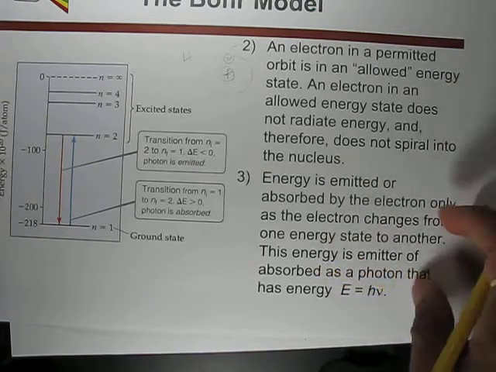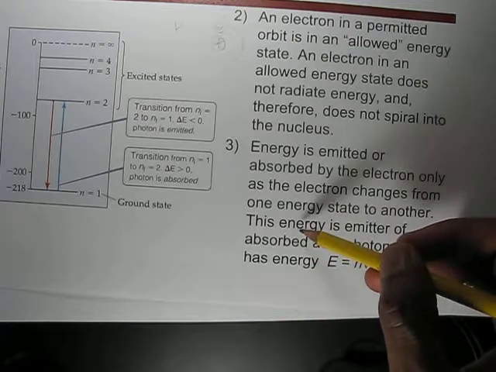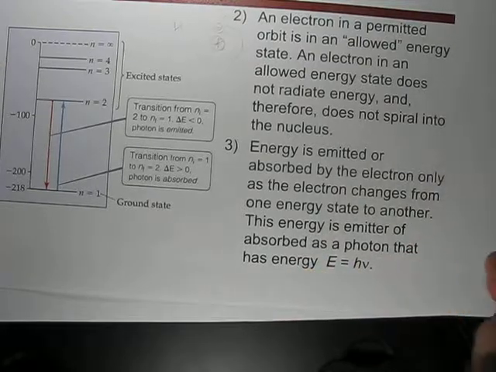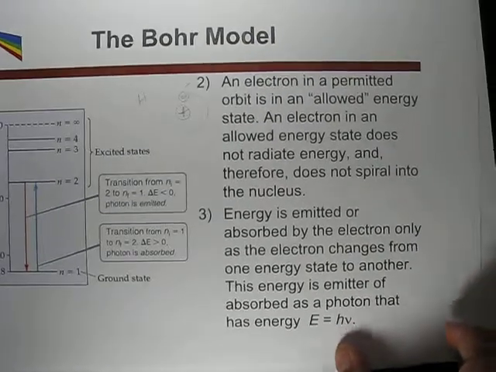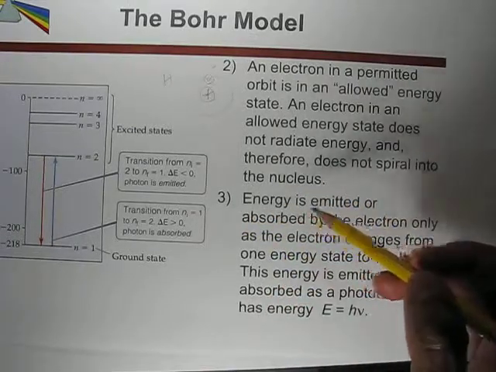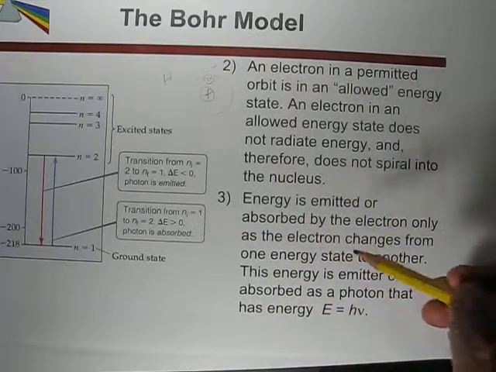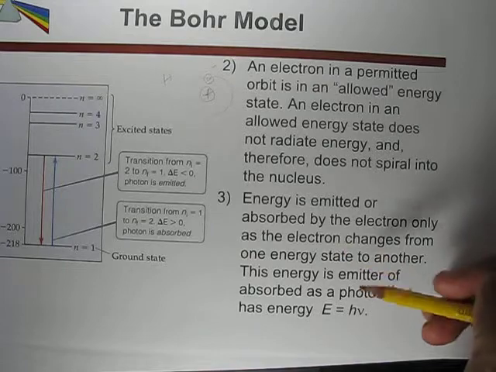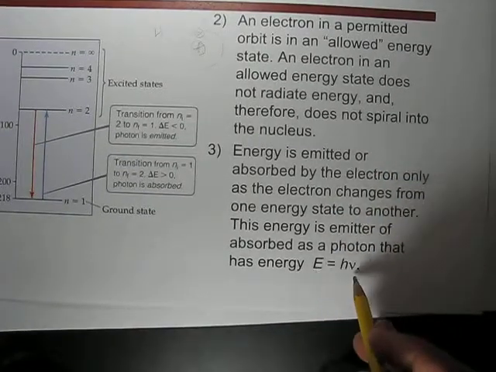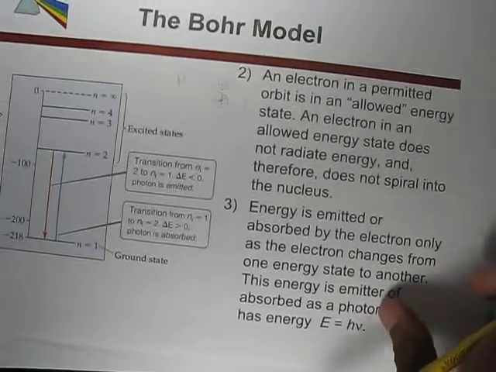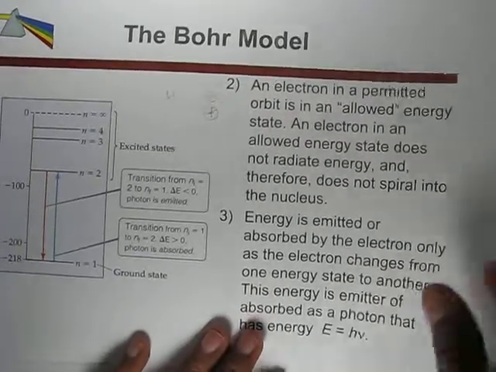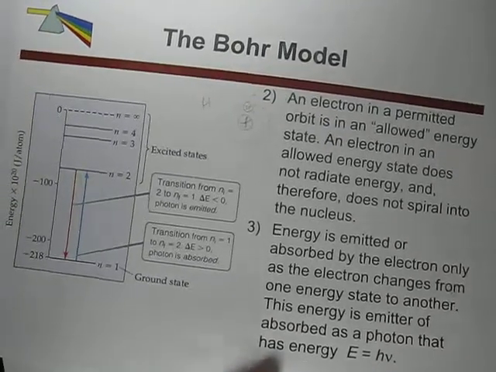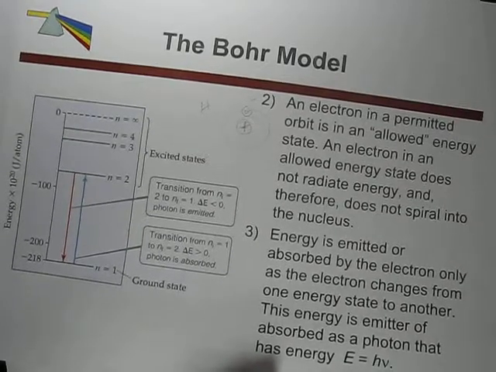This energy is emitted or absorbed as a photon that has the energy E equal to h nu. If the electron moves into a different orbit, it can either absorb energy or emit energy, and that can be calculated with this equation, E equals h nu, where h is the Planck constant and nu is the frequency of the radiation.